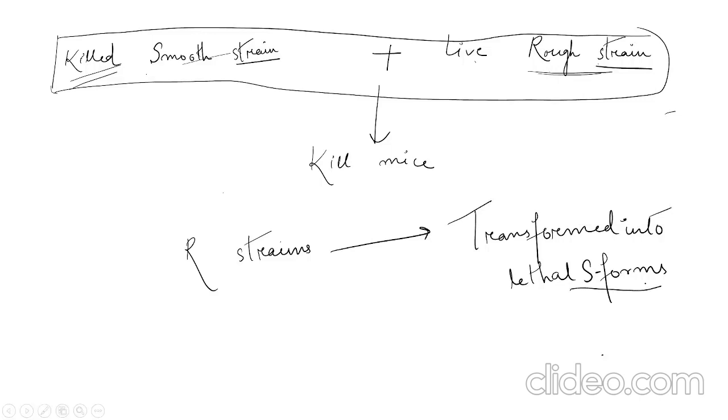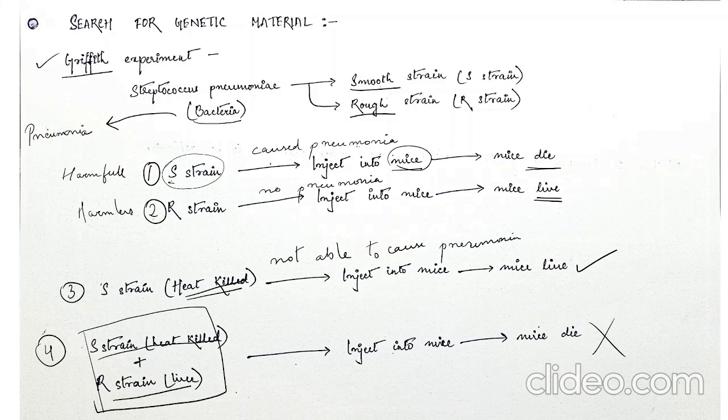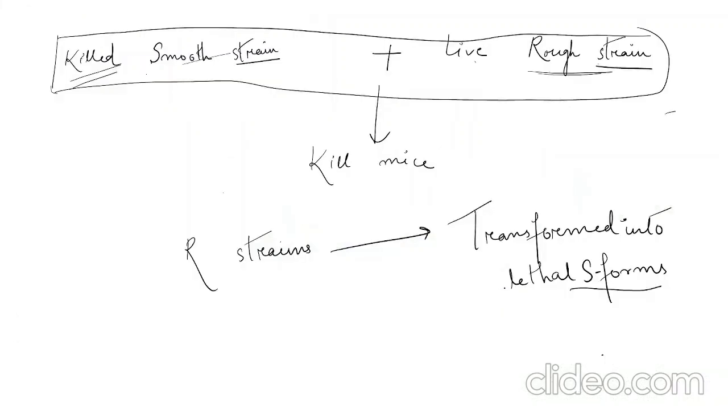Now, why did he make this inference? Because he was able to retrieve certain live S strains from these dead mice. Initially he gave no live S strains, only killed S strains. But from these dead mice, he was able to isolate live S strains, which gave him confirmation that maybe R is getting transformed into S.